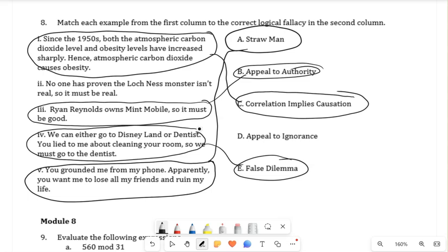So that's the straw man fallacy, leaving us with no one has proven the Loch Ness Monster is real, so it must be real. That's an appeal to ignorance. Just because they're ignorant about that, that it hasn't been proven real, doesn't mean that it's real. And there are some others. You can go back to the discussion, where they were first discussed in the course, to look at other examples. But those are the ones matching.